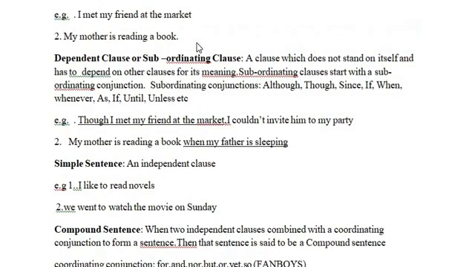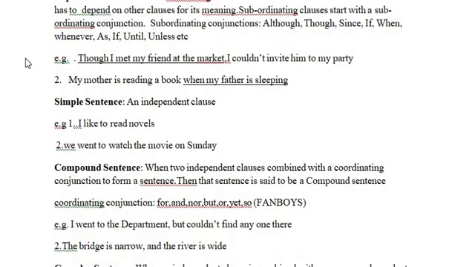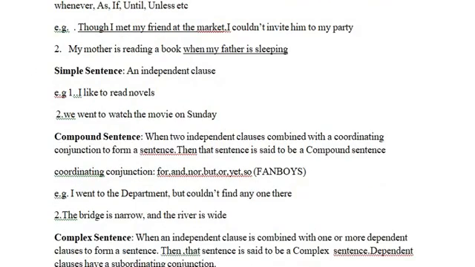Now basing on this, we'll have sentences. A sentence can have a single clause, a sentence can have two clauses, a sentence can have more than two clauses. So depending upon how many clauses and what kind of clauses, the sentences are divided. Sentences are of three types: the simple sentence, compound sentence and complex sentence.